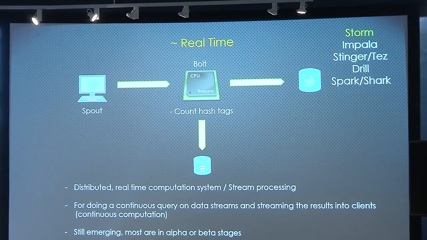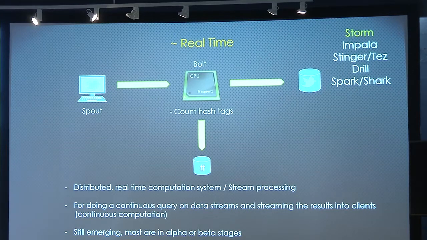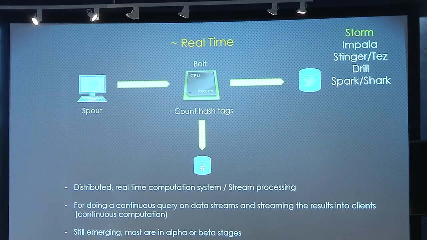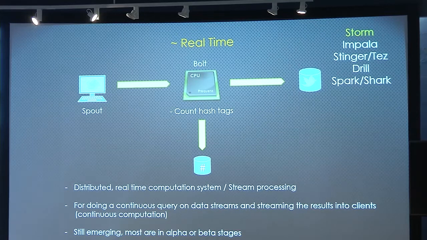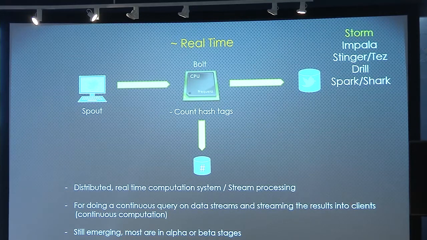Impala and Stinger are a little bit different from Storm. Here with Storm you're capturing the data before it even goes to the database. But in Impala or Stinger, you basically do near real-time queries on data at rest that's already in a database.